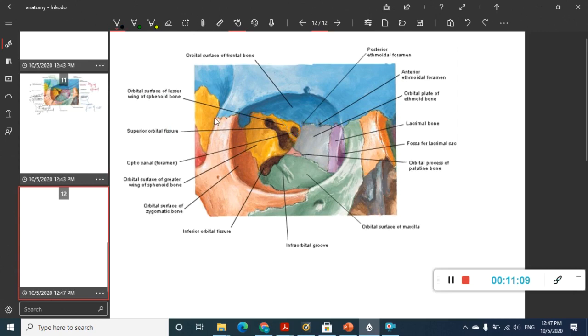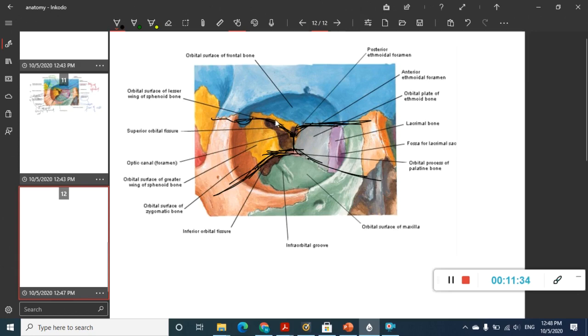Let me draw the boundaries. So taking the apex as the center and the base, I have drawn one. So this is the roof, something like this, and we have this as the medial wall. This is the floor, right? Something like this, and this is the lateral wall.